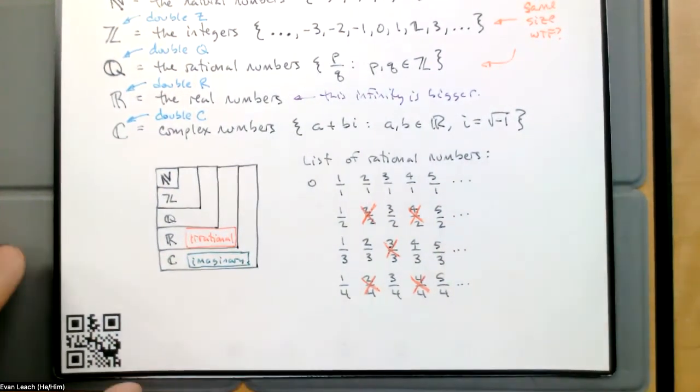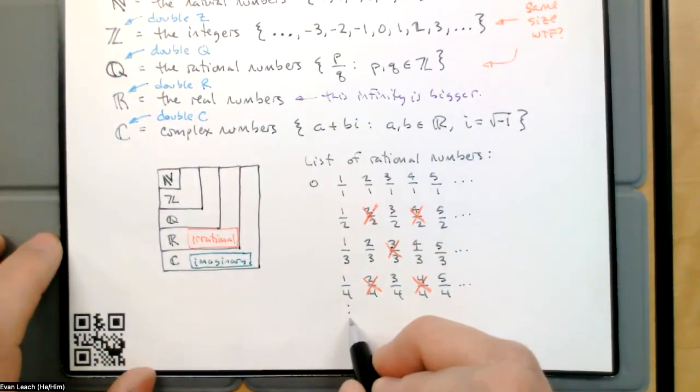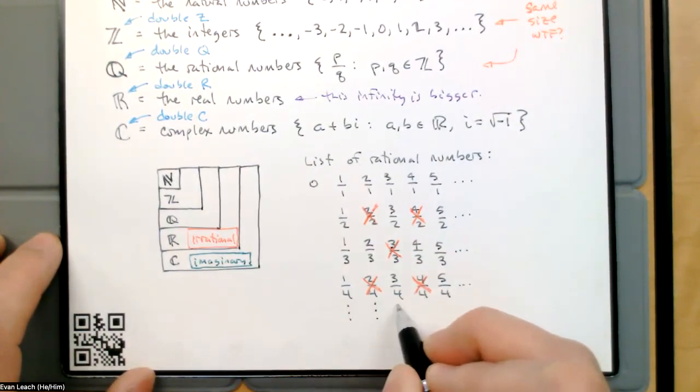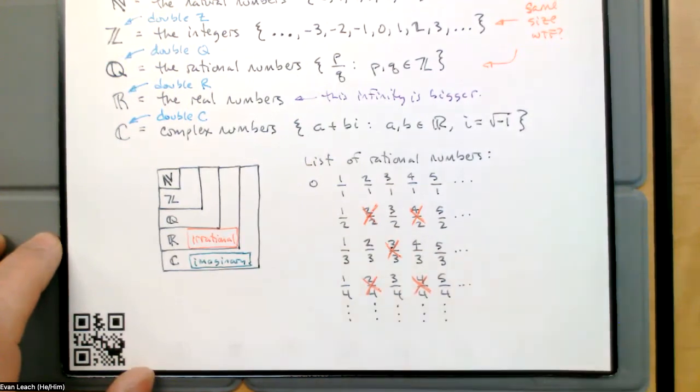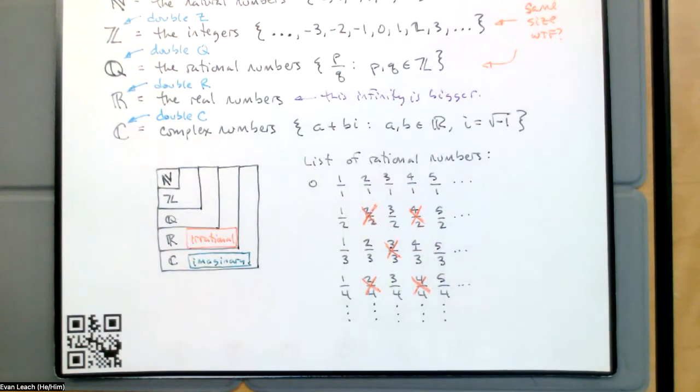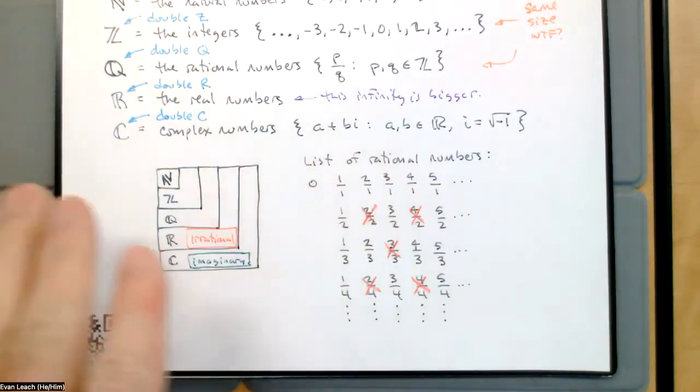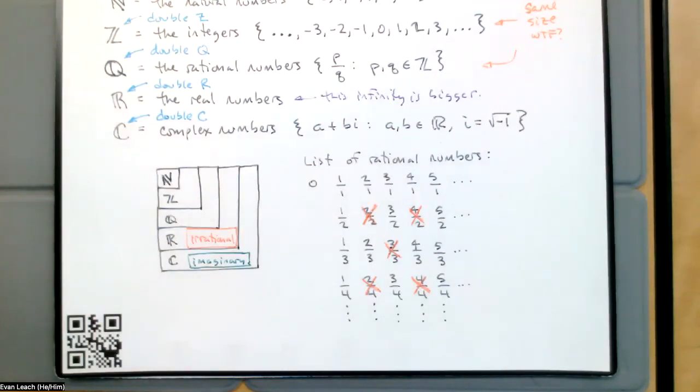But what we've got is a list of all the rational numbers. Now, this is all the positive rational numbers. So if we want to be complete, we could put the negative ones on the other side. Now we show a set is countable by just counting things.